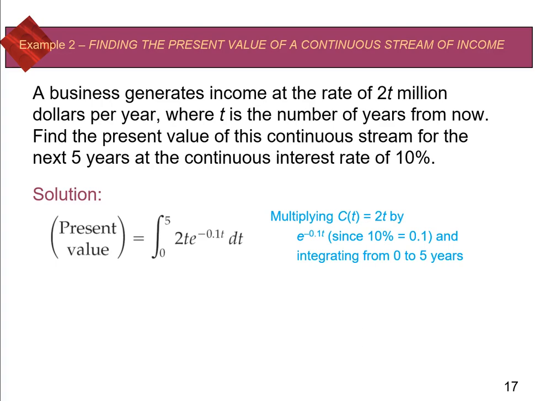So using the formula from the previous page, I'm going to go from 0 to 5, because 5 is the number of years in the time span. My C of t was 2t. I'm going to multiply by e to the negative 0.1t. Again, the interest rate r should always be converted into a decimal, dt. And now I'm going to integrate this. Most of the time when you get one of these present value functions, you are going to be using integration by parts to handle it.